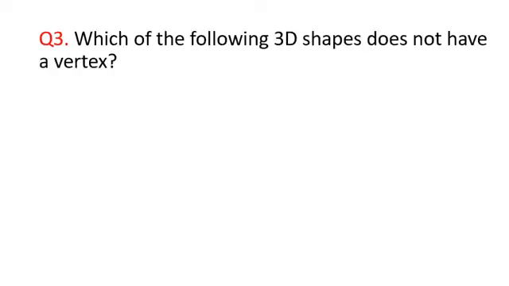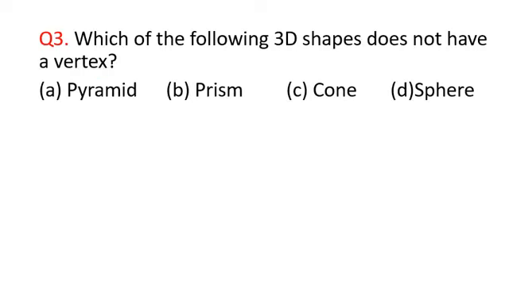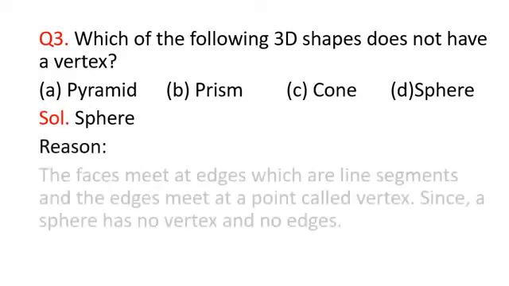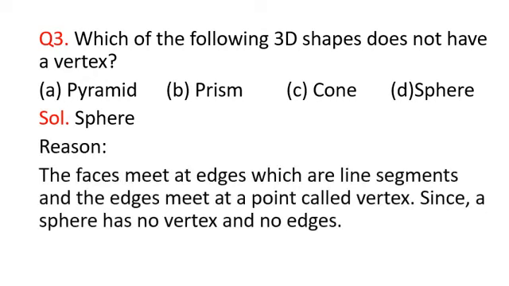Coming to the third question, which of the following 3D shapes does not have a vertex? The options are pyramid, prism, cone and sphere. We need to tell out of these given 3D shapes which one will not have a vertex. Sphere, obviously. The reason is that faces meet at edges, which are line segments, and edges meet at a point called a vertex. Since a sphere has no edges and no vertex, sphere is the answer.